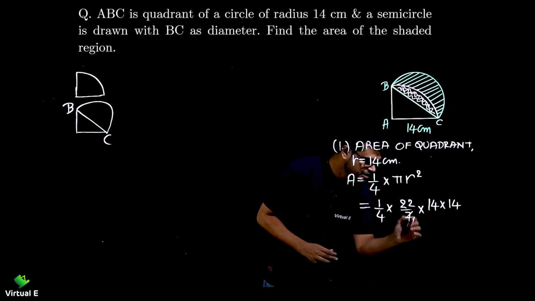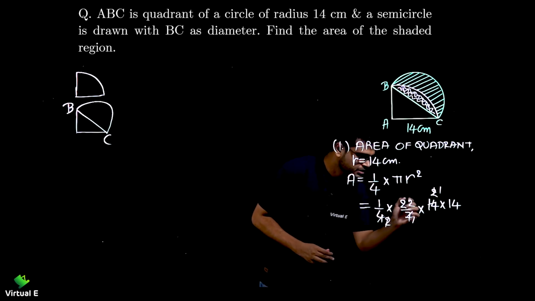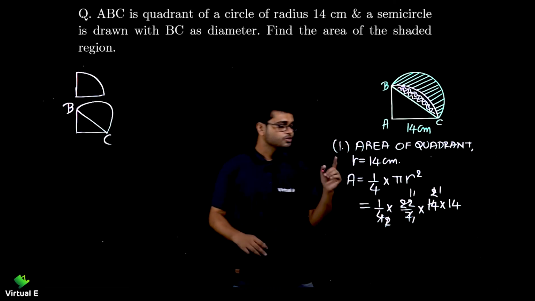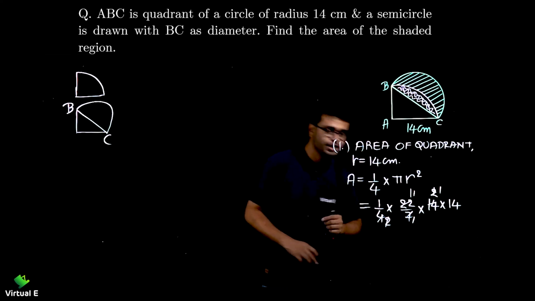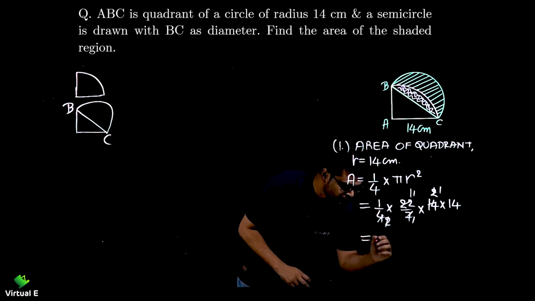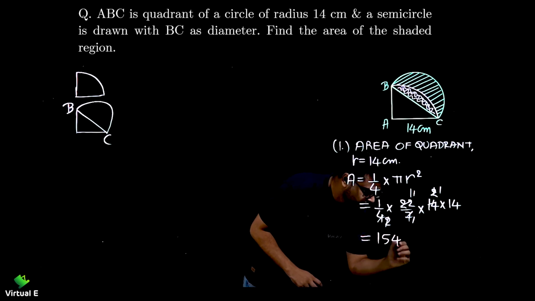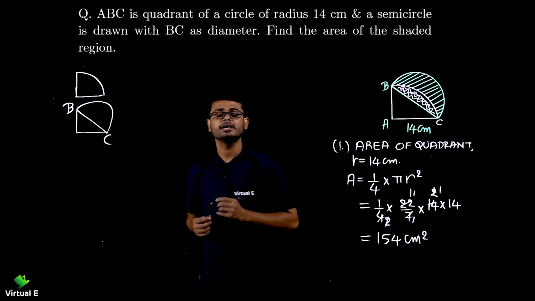So 7 ones are 7, 7 twos are 14, 2 ones are 2, 2 twos are 4... So what's left? Let's check in the numerator. It is 1, 11, 14. 11 and 14, denominator nothing. Good. So whole number. Nice, no fractions. So 11 multiplied by 14 will be 154 centimeter square. Simple multiplication and you will get the answer.